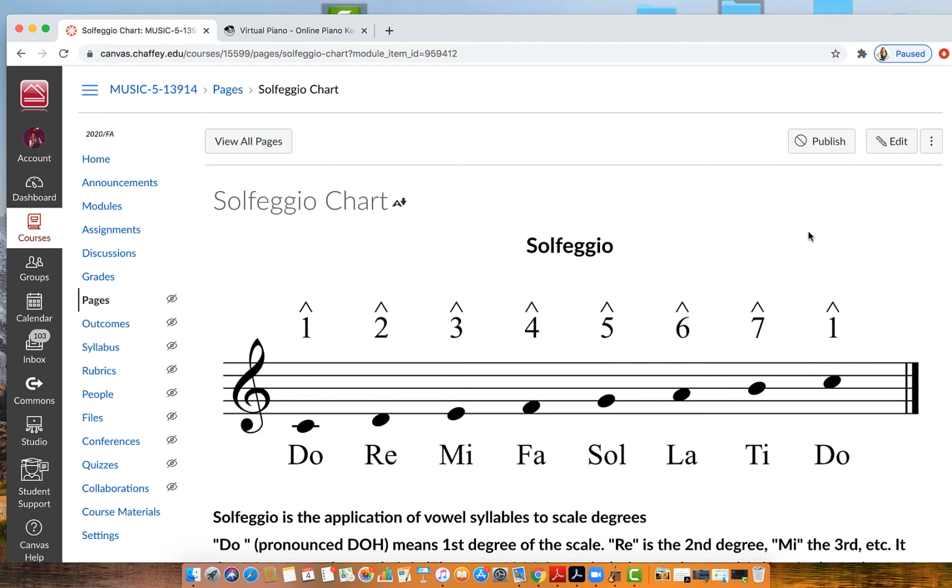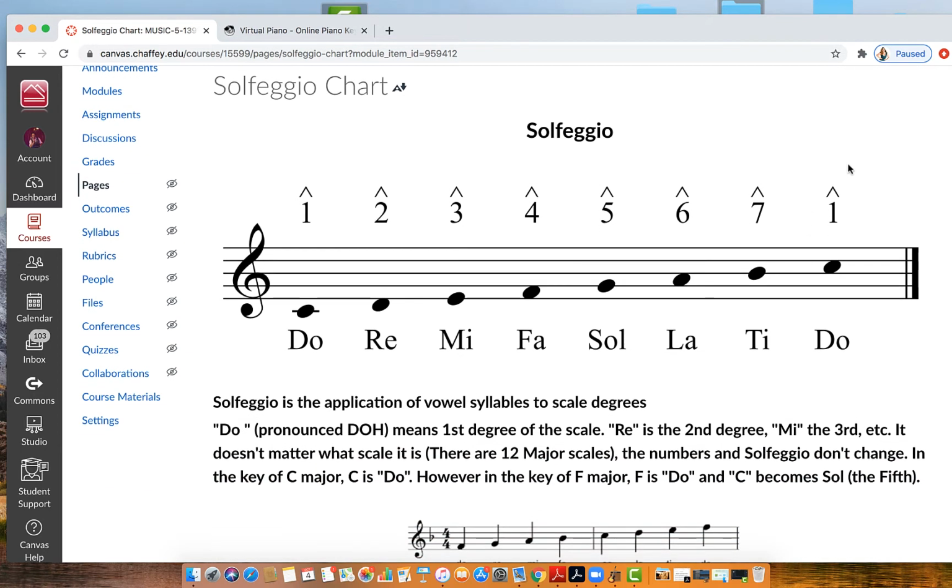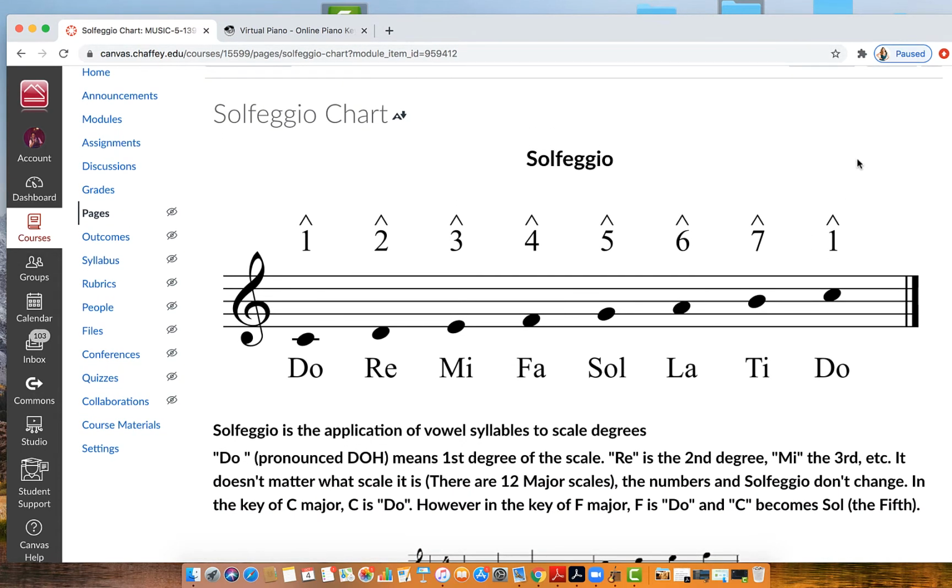Now, solfeggio is used internationally all over the world, and one of the reasons is that it doesn't matter what country you're in. You don't have to use the English numbers 1, 2, 3, 4, 5, 6, 7, and you don't have to use English letters C, D, E, F, G, A, B, C. You use the solfege syllables. So it's kind of an international way to look at the music. So we've given syllable names, and this is do.